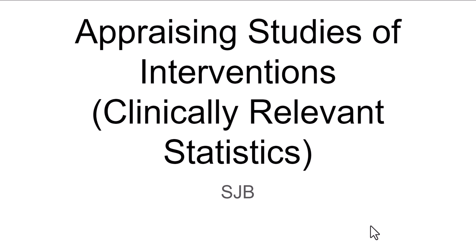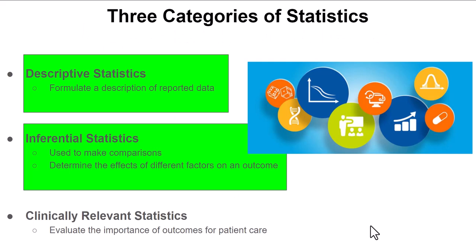So last week we were looking at appraising studies of interventions, specifically looking at two different kinds of statistics, the first known as descriptive and the second known as inferential. This week we're going to be talking about clinically relevant statistics. As I said before, there are really three categories of statistics. We've talked about descriptive and inferential last week.